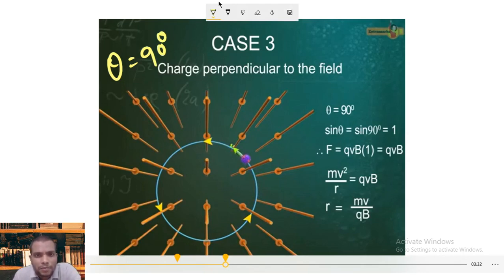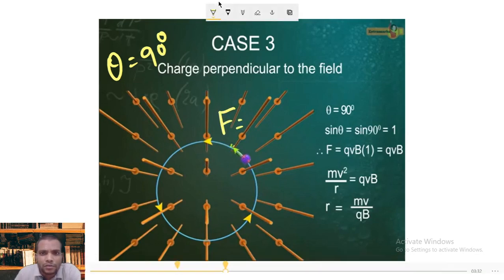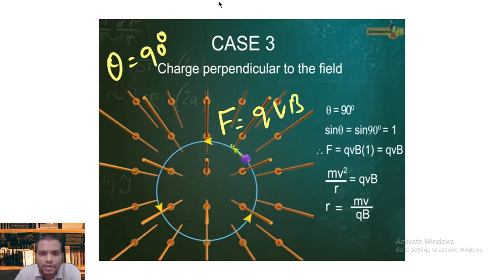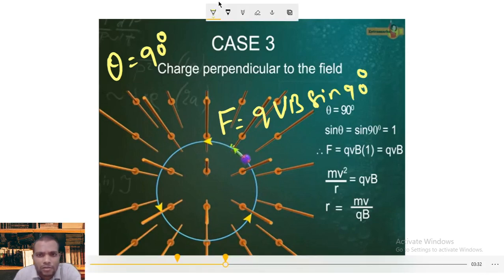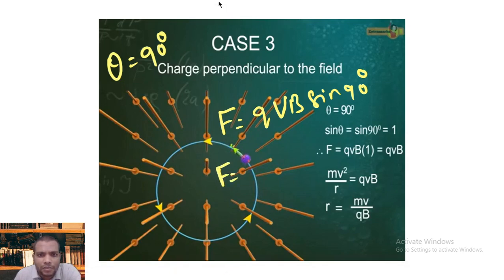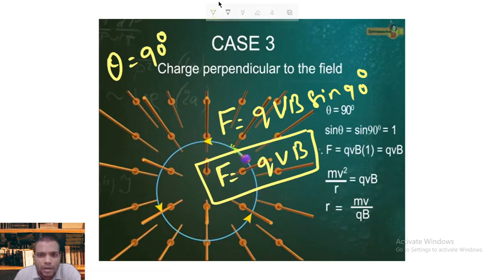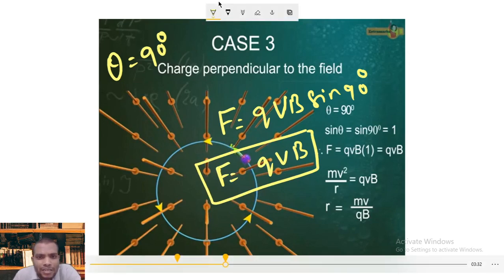If the charge is moving perpendicular to the magnetic field, we substitute that value here: F equal to Q V B sin 90 degrees. Sin 90 degrees equals 1. I get the resultant force F equal to Q V B. The force experienced by the charged particle equals Q V B, and this force makes the charge move in a circular path.